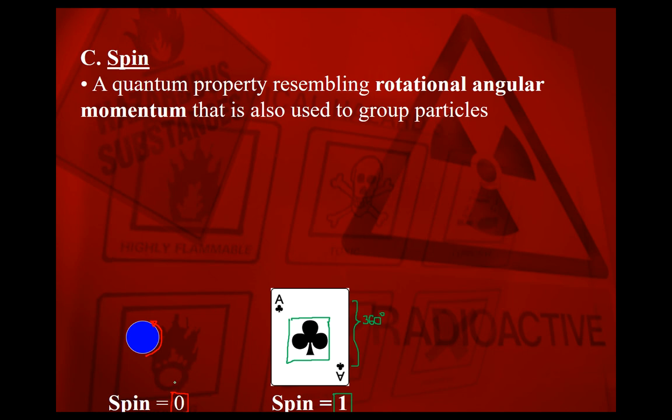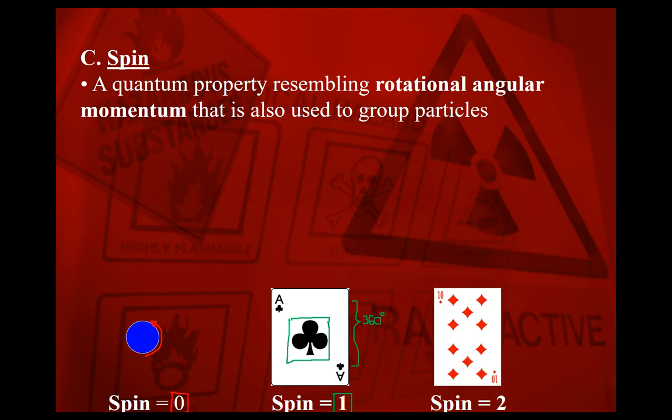So a spin of zero means you take your particle and you rotate it, and there's no difference in how it appears. A spin of one would mean you need to rotate the particle completely by 360 degrees to get back to the original orientation. How about a 10 of diamonds? What angle would you need to rotate that one by to get to the original orientation?